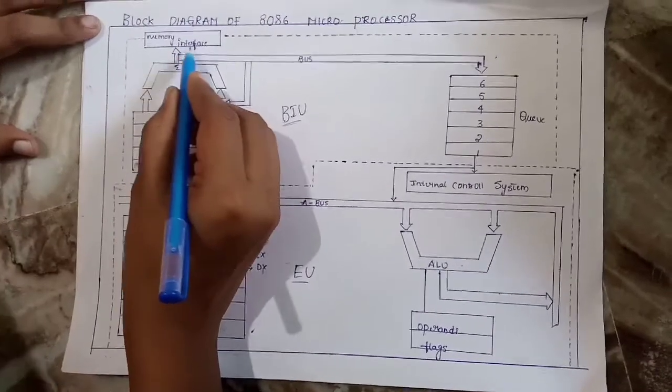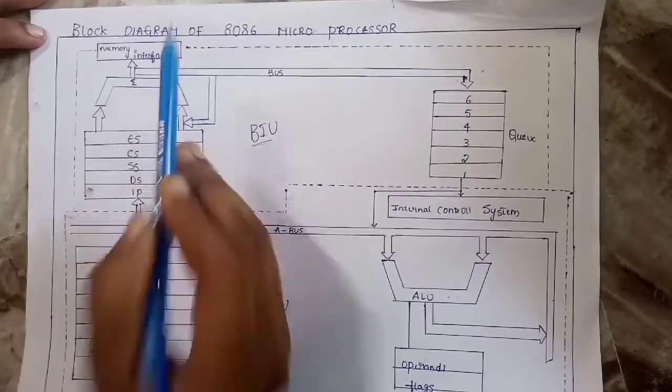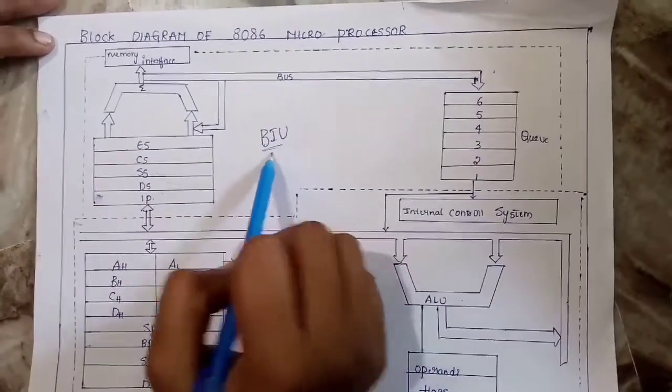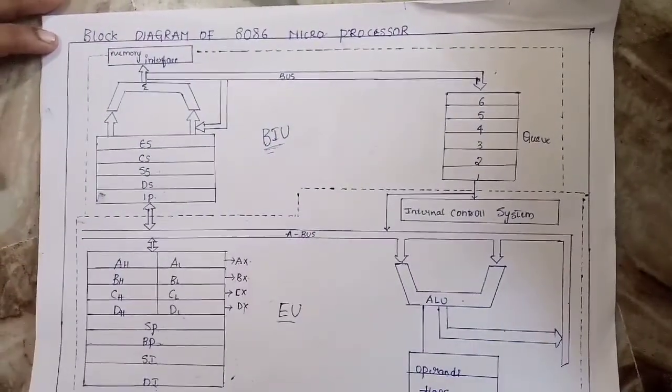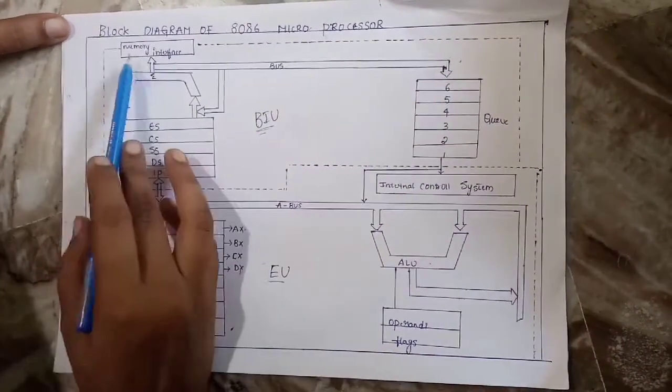The memory interface unit is used to access the memory and the input output ports, and the bus interface unit communicates with the other devices by using the memory interface unit.